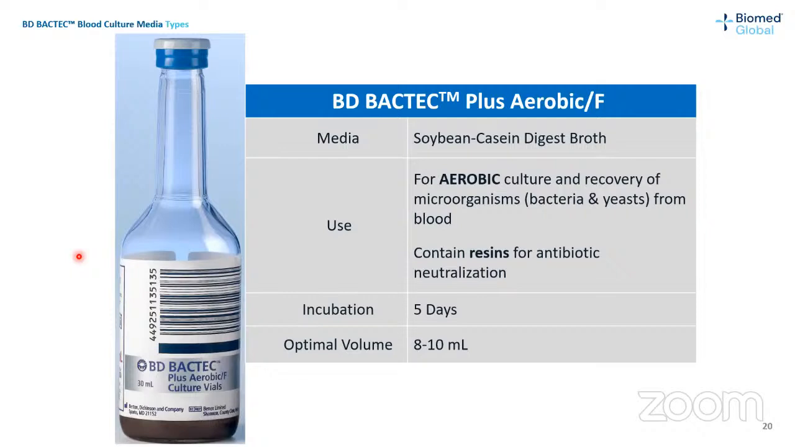One very important thing that I would like everyone to take note of with these next few slides is the optimal volume of the bottles. Because volume is the single most important variable when it comes to maximizing the test sensitivity. So for the aerobic bottle, the optimal volume is 8 to 10 mils.